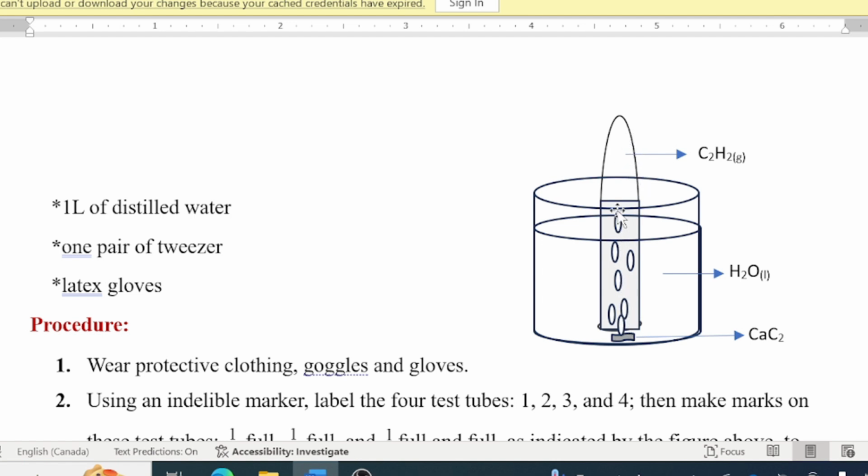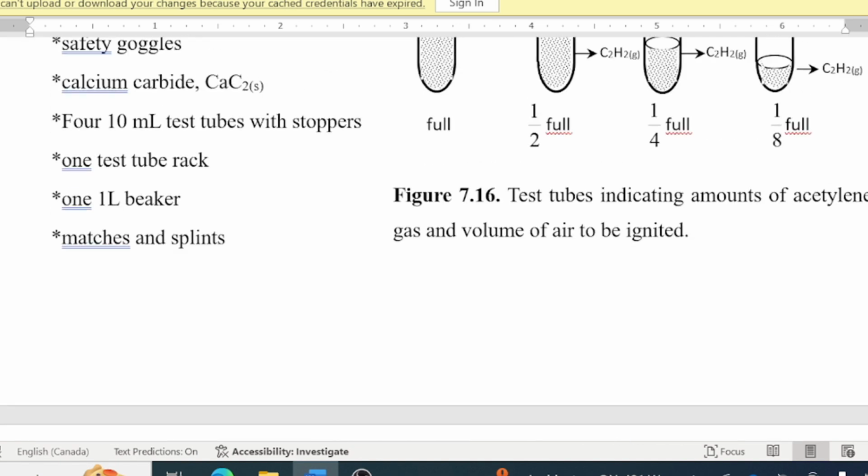As the gas rises, it displaces the water downwards, and when it reaches the mark that indicates it's half filled, you take it out of the beaker. As the rest of the water falls out, air will take its place. So we will have half of it with acetylene gas and half of it with air. Stopper it and put it back inside your test tube rack.